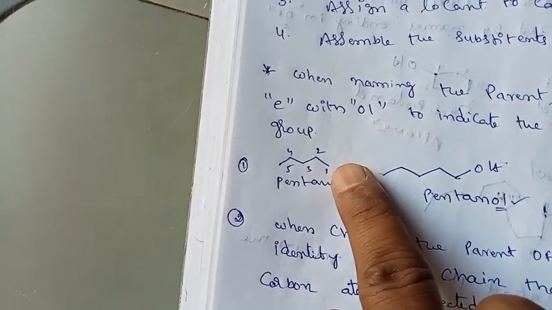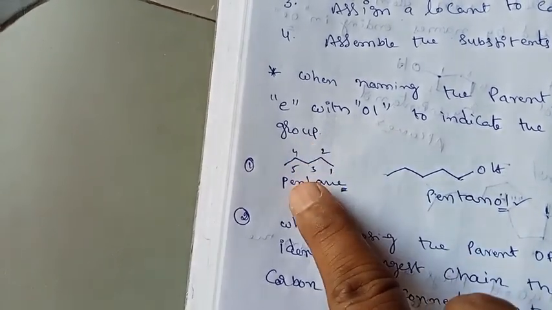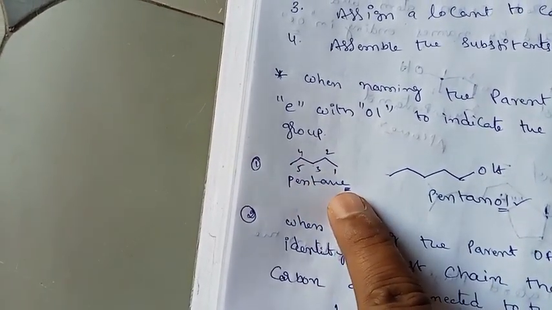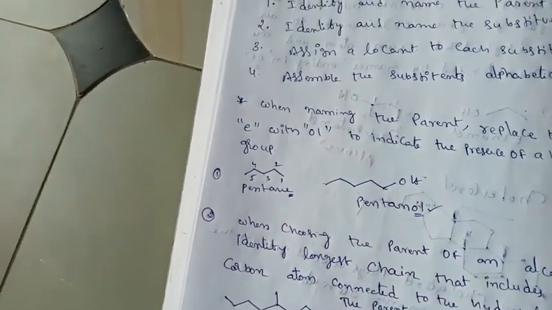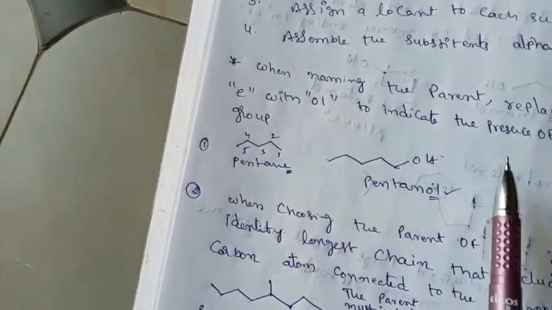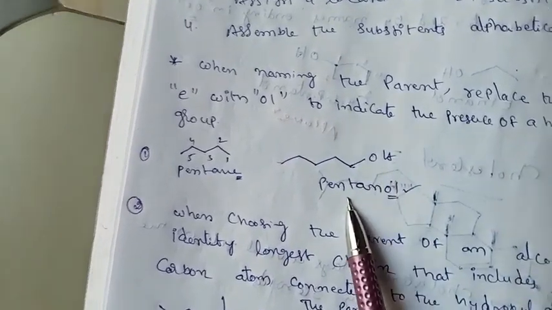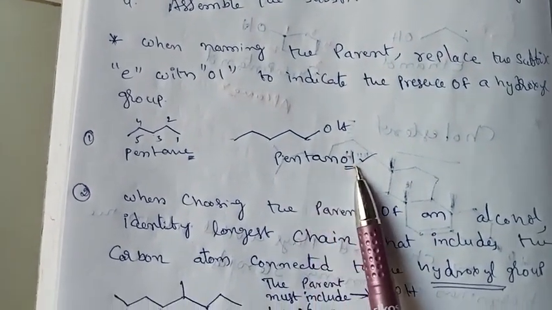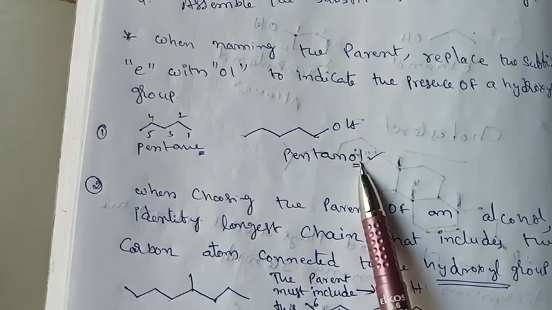So for example, naming this, 1 2 3 4 5, the IUPAC name is pentane. Whereas for this one, you can see one hydrogen is replaced with an OH group, so now this is pentanol. So what is that? Pentanol. So now the suffix -ol is added.